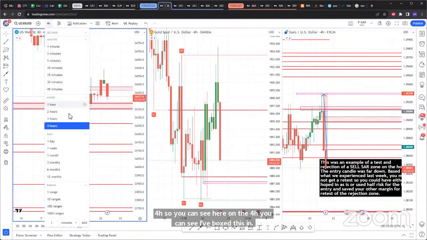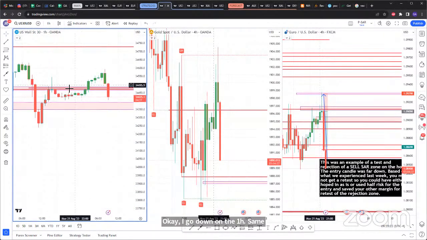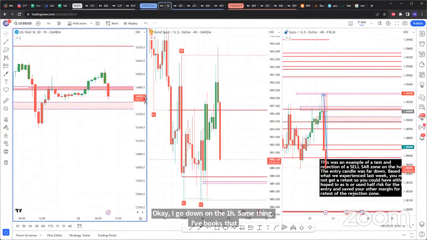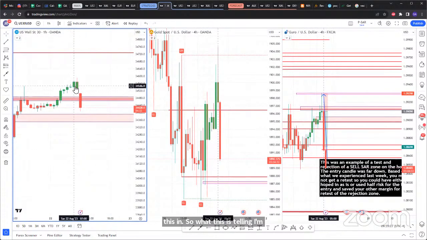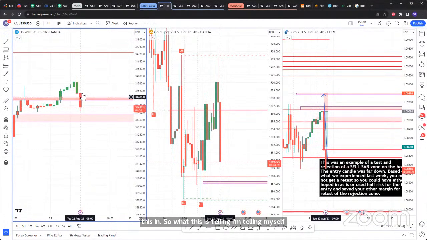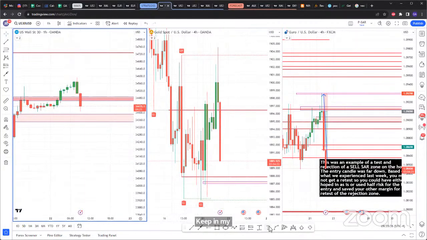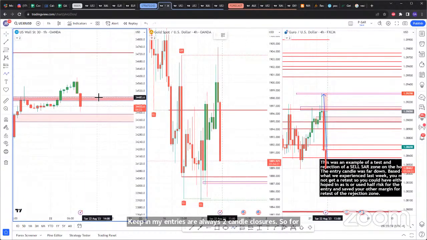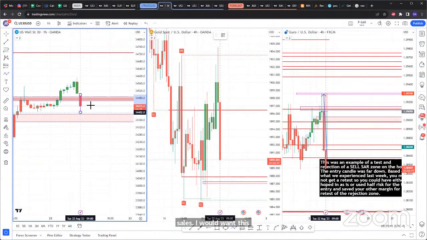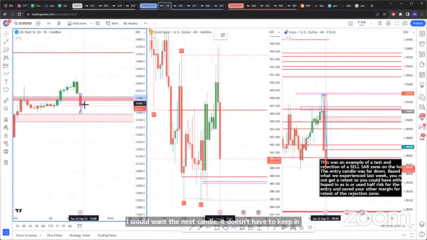I go down to the 1-hour. Same thing, I've boxed this in. I'm telling myself that if I'm looking for sales here, I would want this 1-hour candle to close below here. Keep in mind, my entries are always 2 candle closures. I would want the next candle, and I stopped using the word retest because not every entry candle will give you the retest. But I want the second candle to close below here, preferably not too far down.